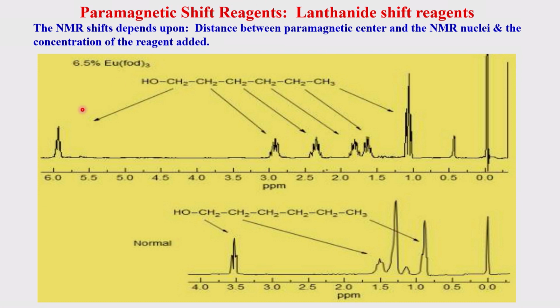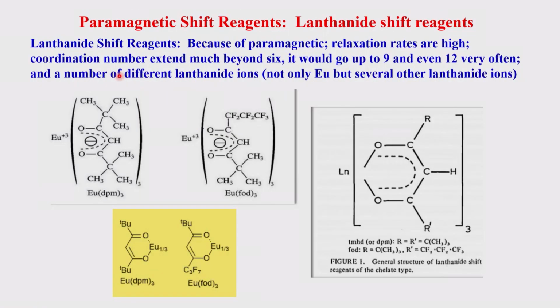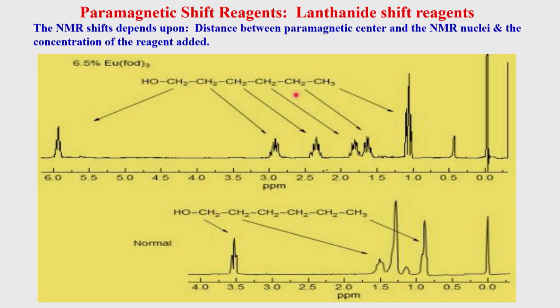How it happens, you can see here one example. This Eu(FOD)3, one of these will be this one. 3 of these ligands, 6 coordinated one. This is used, and you take hexanol, CH3, CH2, CH2, CH2, CH2, CH2OH. And if you look at the normal spectrum, it just comes with this. So with 0 to 3.5, and most of them coming between 0.5 to 1.5.